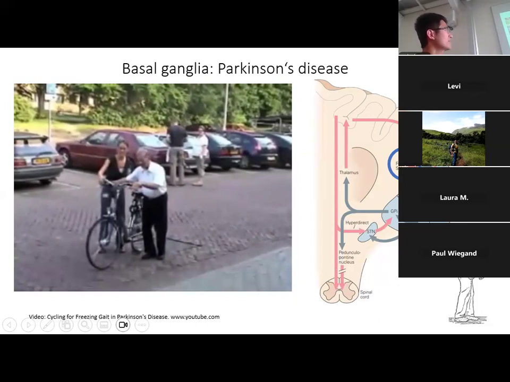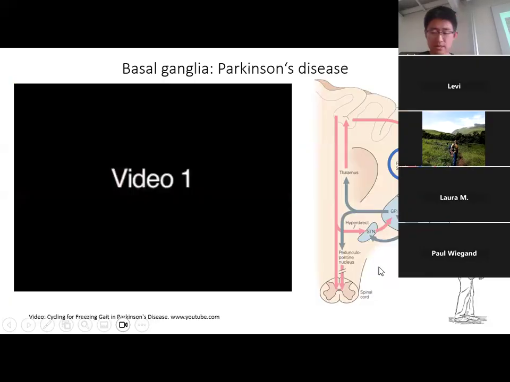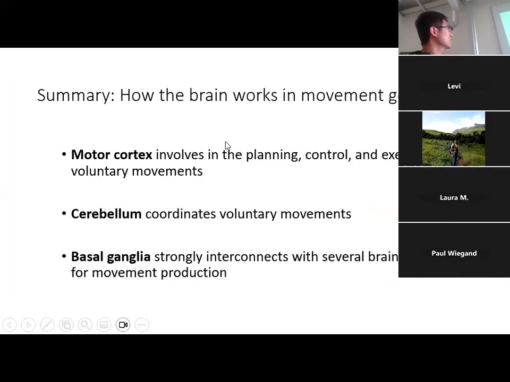We have identified the problems here, but there's still a lot to study. Okay, so let's summarize. We have learned that the motor cortex is involved in voluntary movement, and the cerebellum is responsible for coordinating the movement. The basal ganglia also have a lot of connections with movement regions, and we saw what happens in these patients if something goes wrong.